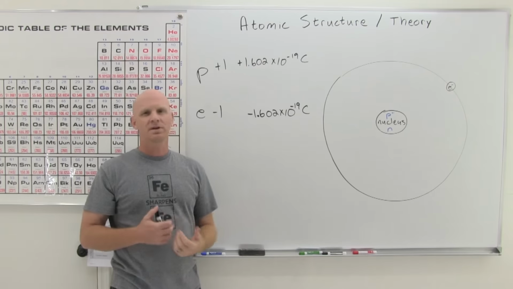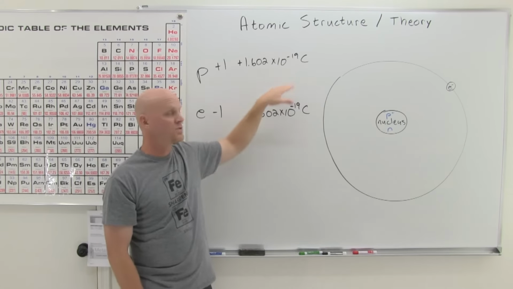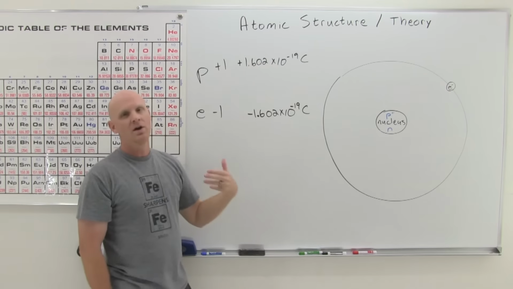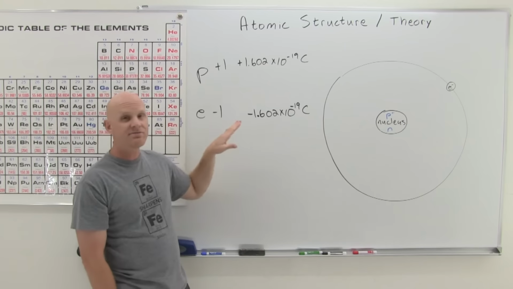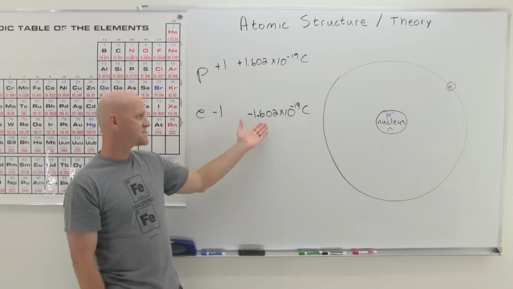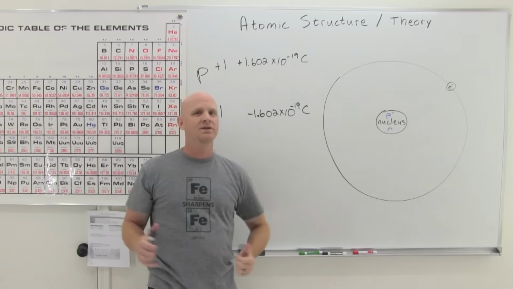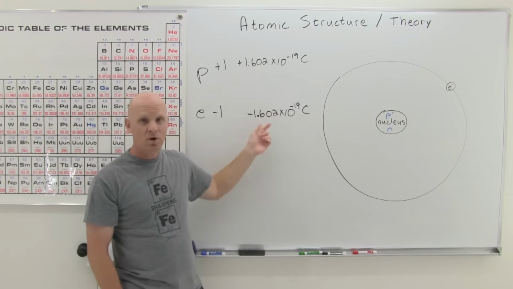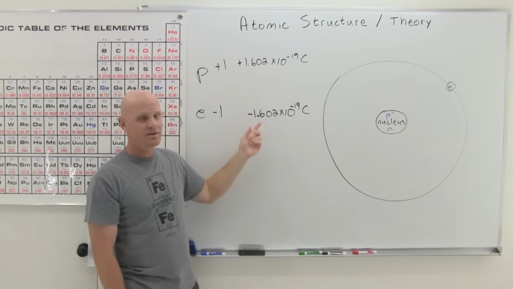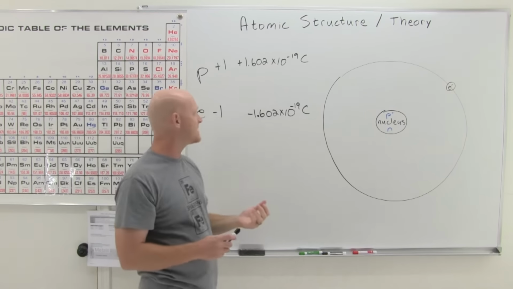But when we say +1, +2, +3, we're not using an actual charge measurement in coulombs. We're just measuring it in terms of what we call that fundamental charge. And it turns out this is the fundamental charge. Everything that's charged in nature is some multiple of one of these numbers, depending if it's positive or negative. So that's kind of the deal.